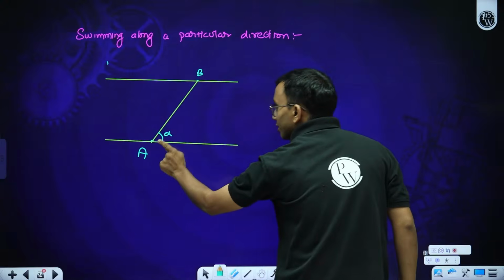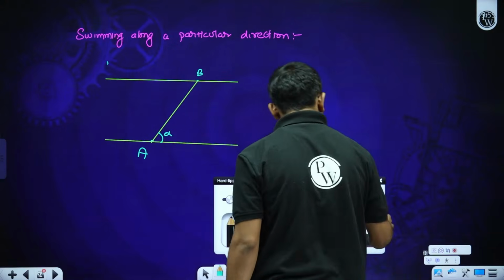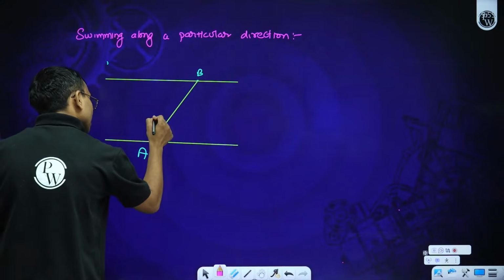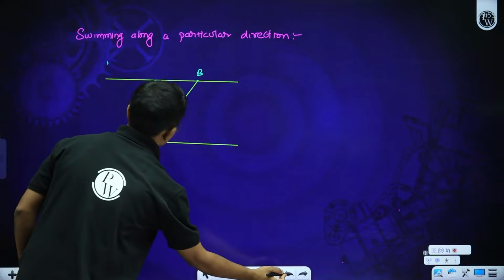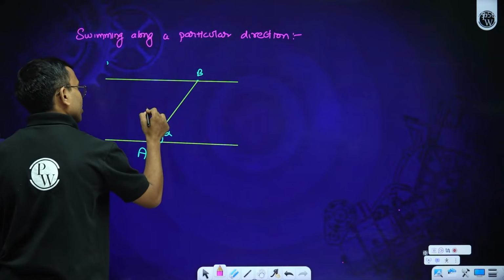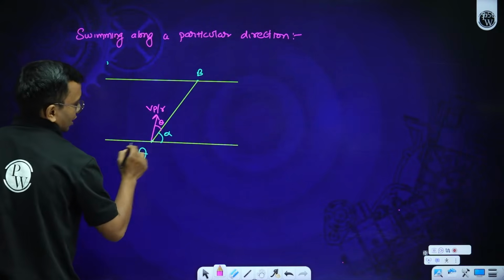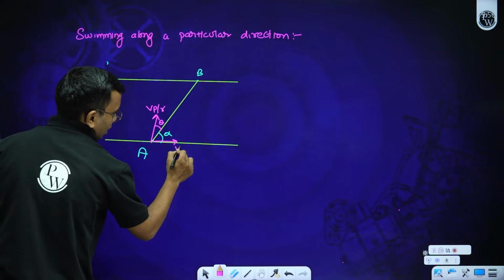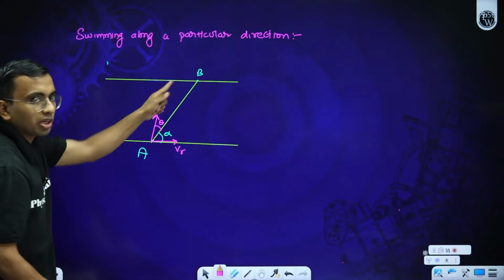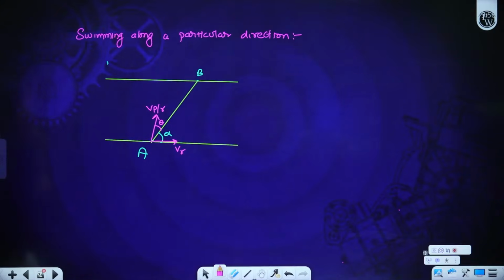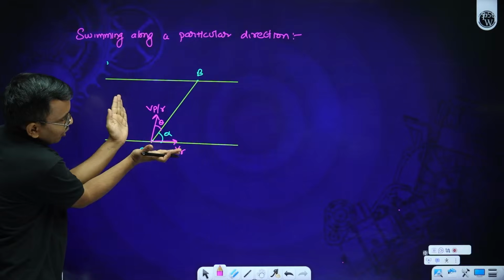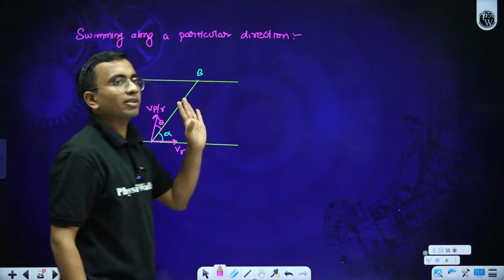The person should swim so that the resultant is in this direction. The person will apply its own velocity somewhat like this, at an angle theta from here. This is the velocity of the person with respect to the river. The velocity of the river is in the horizontal direction. A resultant of these two vectors should come along AB. Then only the person will move along AB. Otherwise, the person will not be able to move along AB.